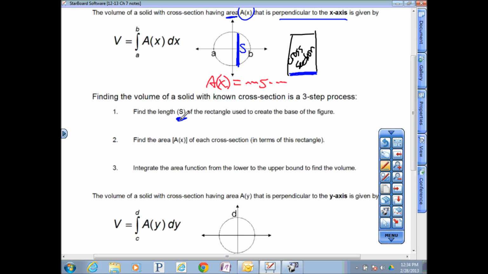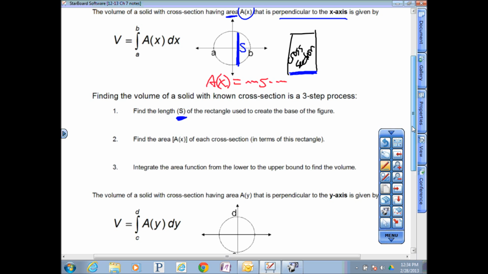So if it's a square, do the formula for the area of a square, and put S in it as the variable. And then thirdly, how many of those shapes do I need to create this figure? How many of those pieces of paper do I need to create that can of soup? Well, I'm going to need enough of them to get from the lower bound of the region to the upper bound of the region. Take them and put them together.